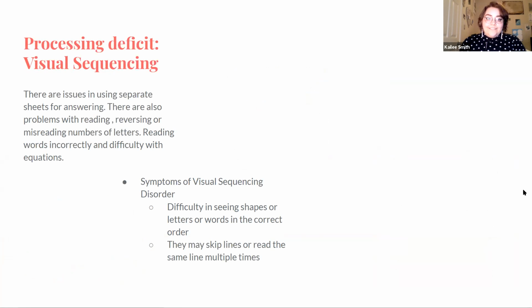So finally, today I'm going to be talking about the visual processing deficit known as visual sequencing. This issue involves difficulty in seeing shapes or letters or words in the correct order sometimes. And if they're trying to read something aloud, they may end up skipping lines or reading the same line over and over again in class.